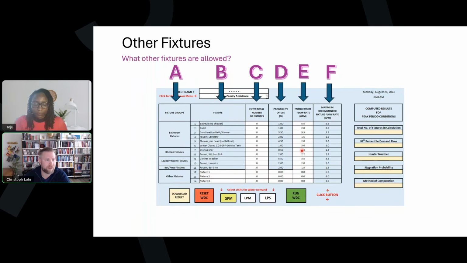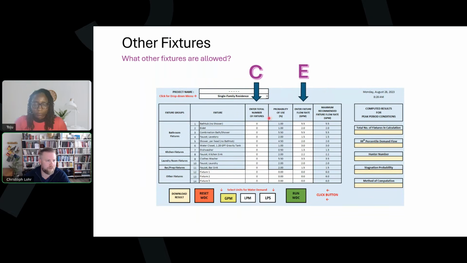And then last but not least is the maximum recommended fixture flow rate. That's basically an exact mirror image, or copied image, of what's in that table, M102.1, if I remember the number right, that I showed on the previous slide. So that's kind of the main columns. Now, what I want to do is focus just quickly first on these two.